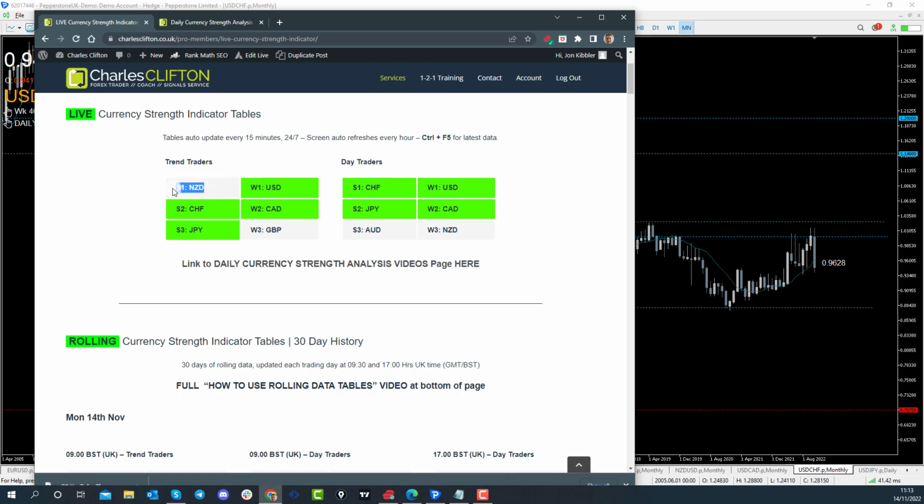Now you can see here the New Zealand dollar has appeared twice on the tables, but it's not highlighted in green. That's because they're on the opposite side of the tables to each other, so the higher and the lower time frame are currently not in agreement, which is not something we want to be focusing on.